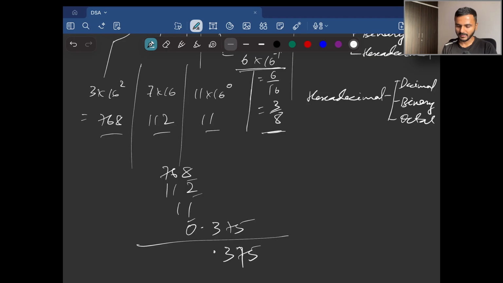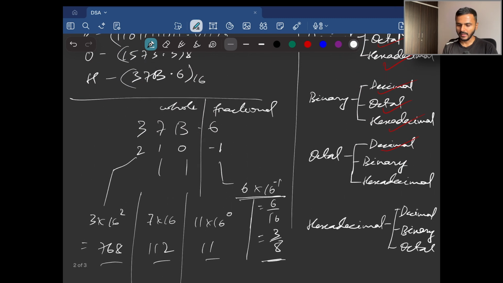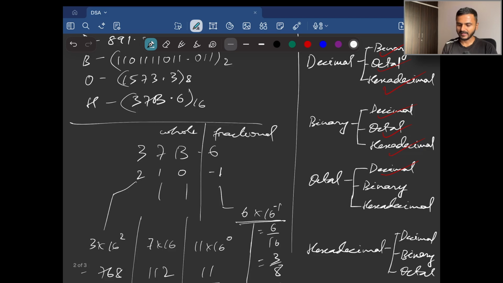For the whole number part, it will be 8 plus 10 plus 1 is 11, 1 carry 6, 7, 8, 9, and 8. So 891.375 in decimal. And this is something we expected anyway. So this is how we can convert hexadecimal to decimal. And with this, we're done with one more conversion.